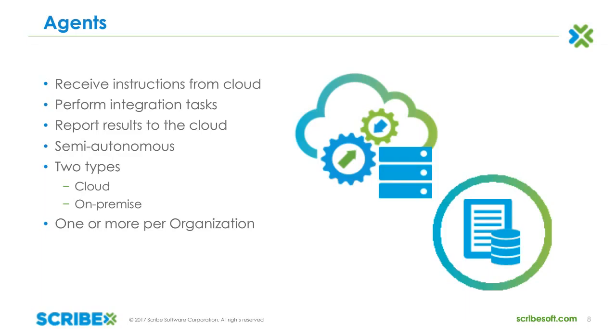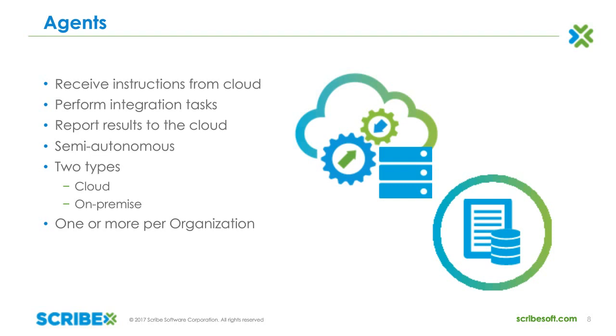Okay, so that leads me into agents. I mentioned at the beginning of the presentation that iPaaS platforms have the benefit of distributed systems. So that allows them both to scale, and it also provides high availability because the agent operation is typically independent of the cloud, or what we call semi-autonomous in the case of Scribe Online. So you can think of an agent as just the thing that does the integration work that you've designed.